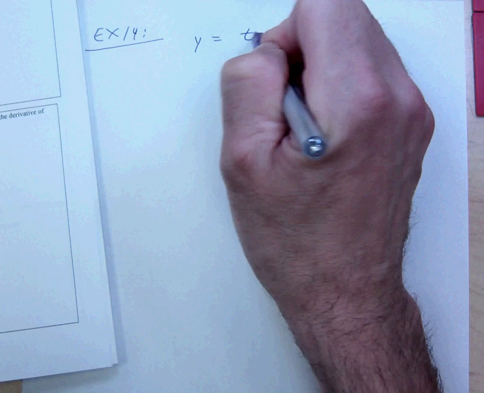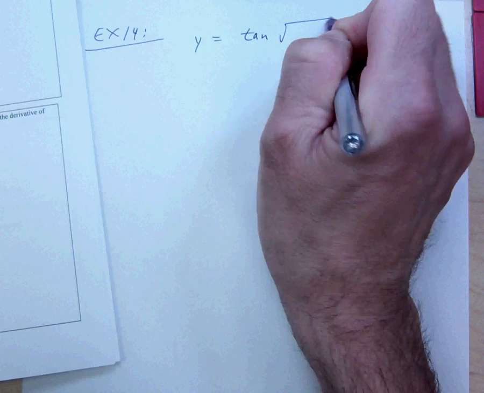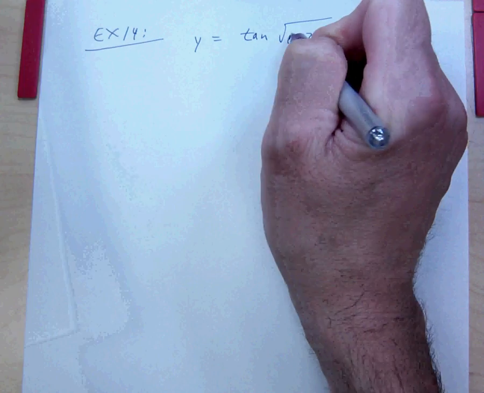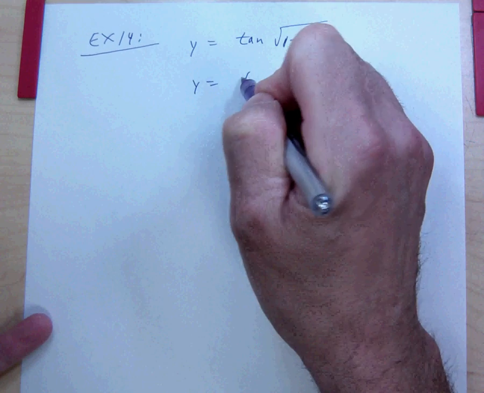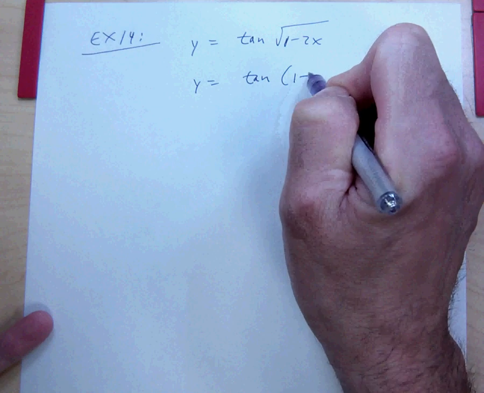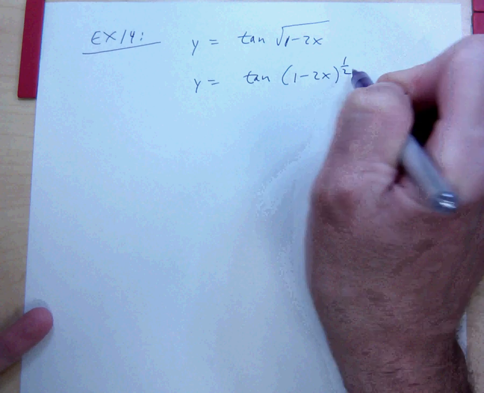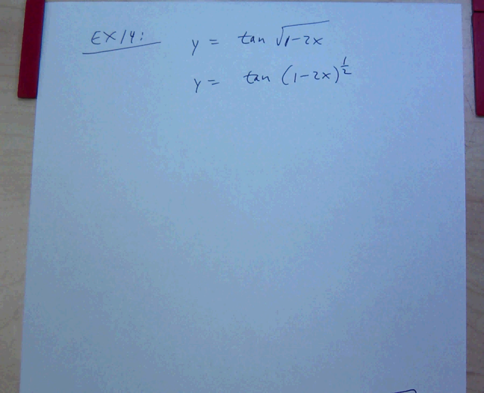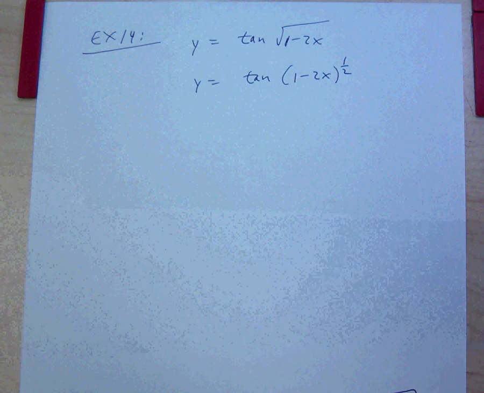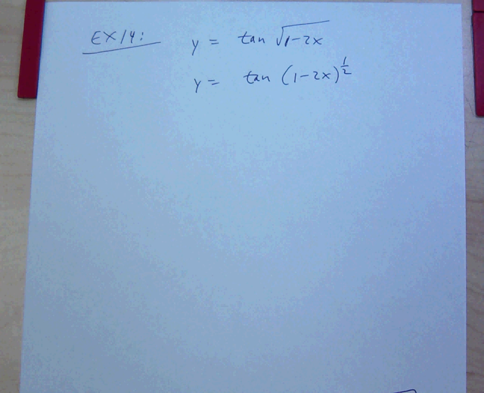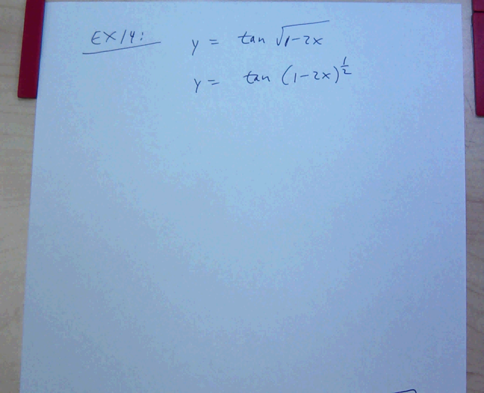Okay, the first thing I'm going to do is rewrite it like this for derivative purposes. Okay? Everybody agree I can rewrite it like that using Algebra 1? Okay, now again, I have a composition, right? And so I'm going to have to use a chain rule, yes?